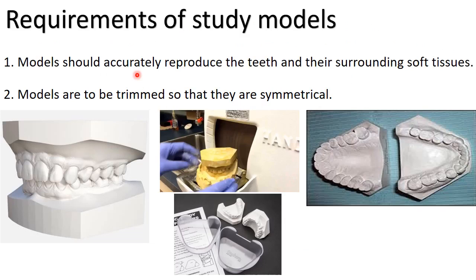So what are the requirements of study models? First, the model should accurately reproduce the teeth and the surrounding soft tissue, as you can see here. And the model should be trimmed so that it is symmetrical. The models should be trimmed with the aid of a trimmer, and this trimming should be symmetrical. Sometimes we can use a mold to make the base of these study models.